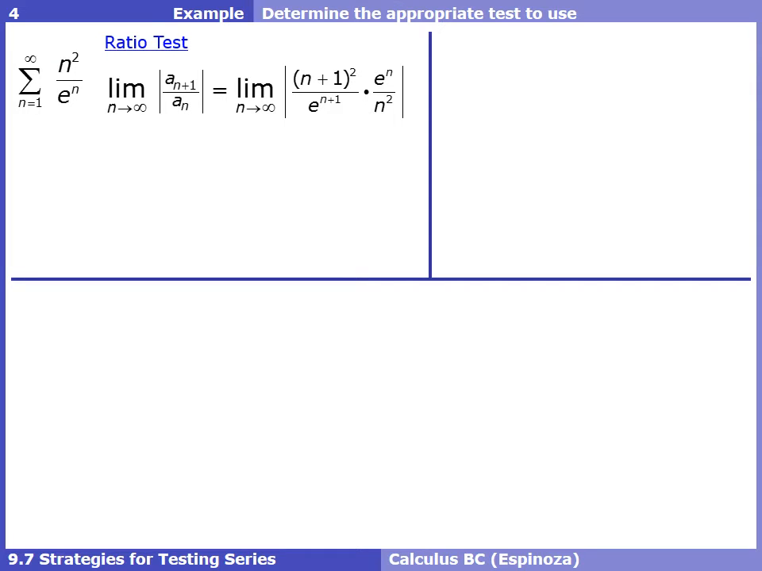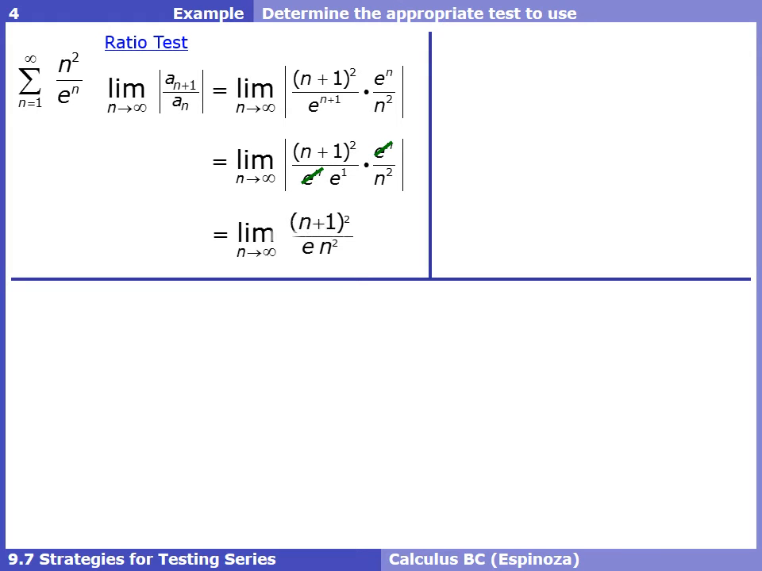Okay, so what do we need to do here? Well, the absolute value, luckily we don't need, and in the bottom we can split that power. We can split the power into the product of e to the n times e to the 1. And the good news about that is we can of course cancel the e to the n in the top and the bottom, and then we're just left with this fraction, n plus 1 all squared over e times n squared. And then we just need to take the limit of that.